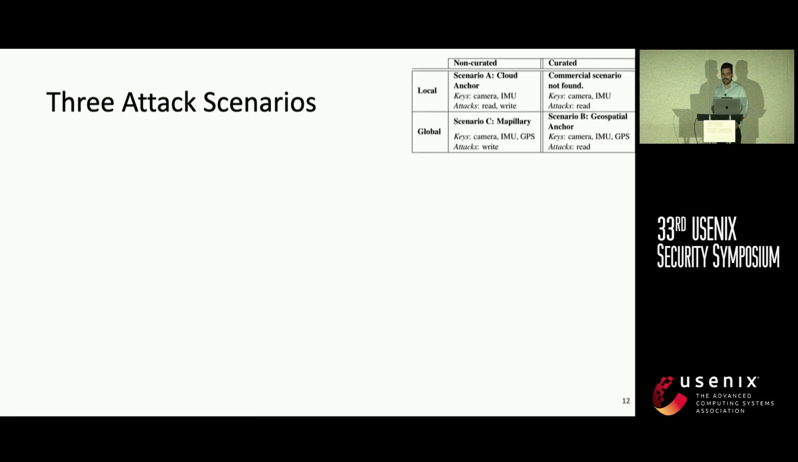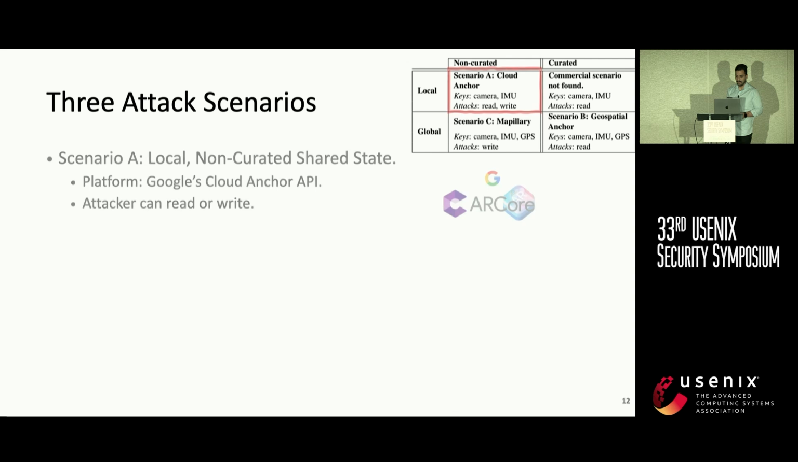We had 3 scenarios for the attack in the paper, and we explored. The first one is a local non-curated case where the platform we explored was Google Cloud Anchor API. Here, the attacker can write into the shared state or read from it.